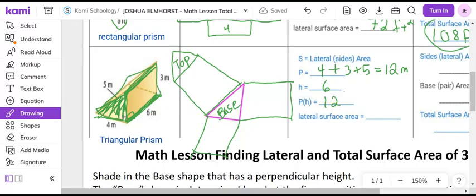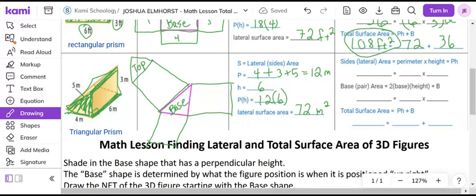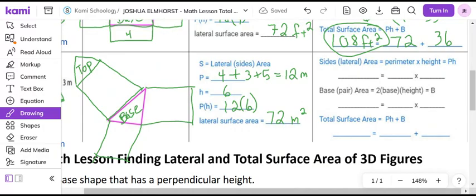So perimeter times height will give us the lateral surface area. So 12 times 6, 72 meters squared. Okay, all right, let's get this done before we take a break for lunch here. So lateral surface area, the sides, is 72 meters squared, and that came from multiplying perimeter times the height of the 3D figure.